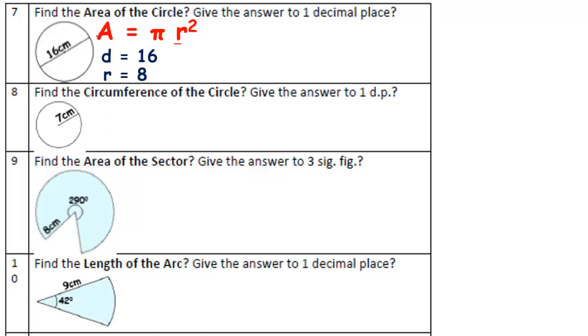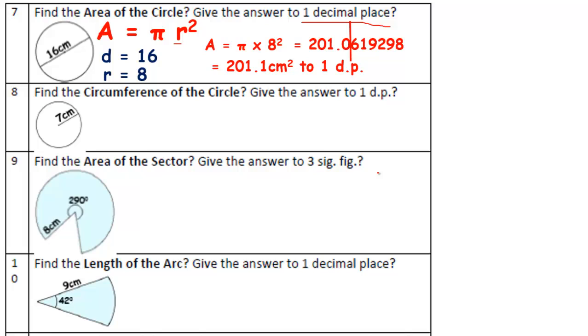And I need the radius because the formula is pi r squared, pi times the radius squared. So it's going to be pi times 8 squared. You plug that into your calculator and you will get that number. The question asks for the answer to 1 decimal place, so we'll need to chop it off there. And the answer I'm going to write down is 201.1 centimeters squared.